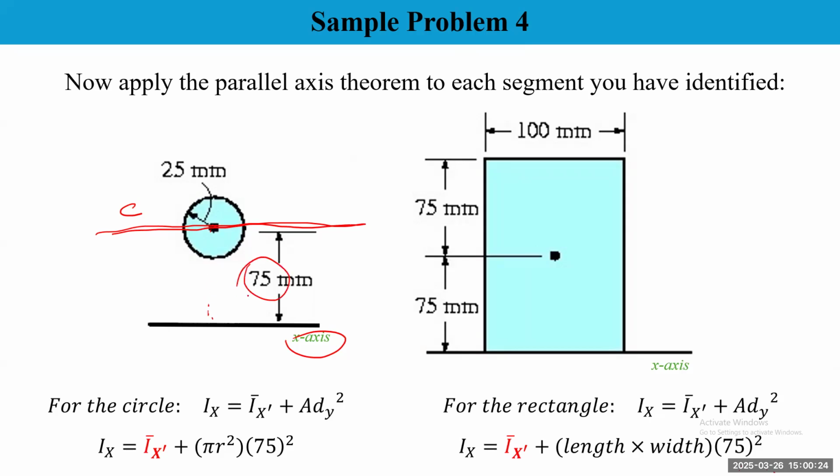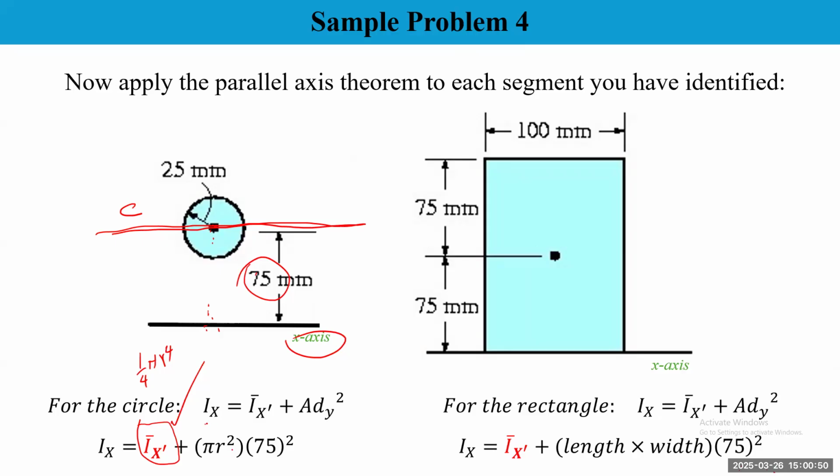So you're using the y components. You look for where the line is to the center of this, and in this case it is easy. It is 75. So for this figure, the inertia, if it's a circle, is 1/4 times pi r to the fourth. That will be the first part.